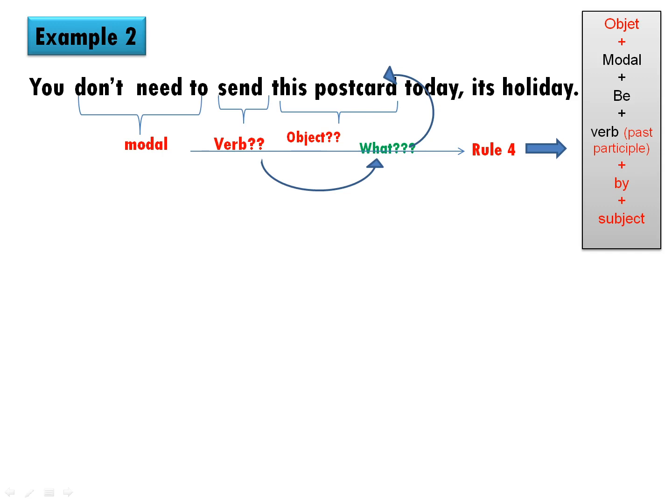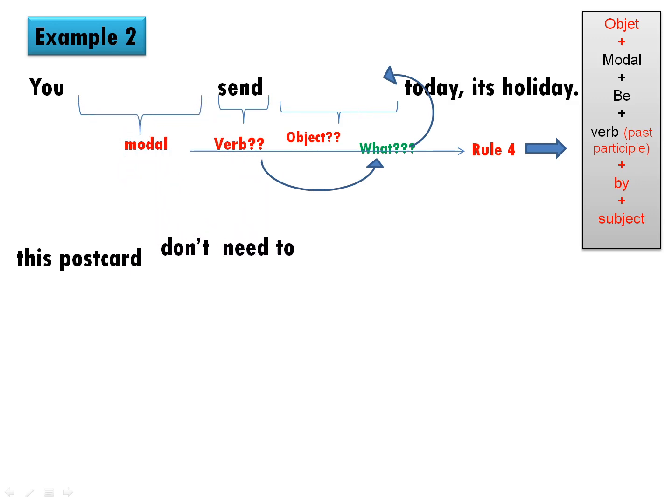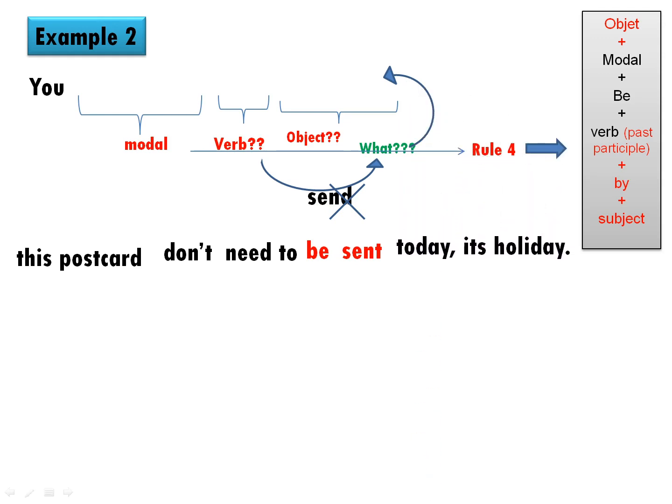Great. So since I have the rule, since I have everything clear here, I need to move to the next step. So take the object in the beginning, okay? Where is the model? This is the model: don't need to. Great. And then be, as the rule says, and then I finish the sentence. Send, and the past participle is not sent, it is sent. So I put sent here, and then I finish my sentence by, but wait, here I have you, so I don't need to write by. I just put today, it's holiday, and finish my sentence. Great. I have finished my sentence.